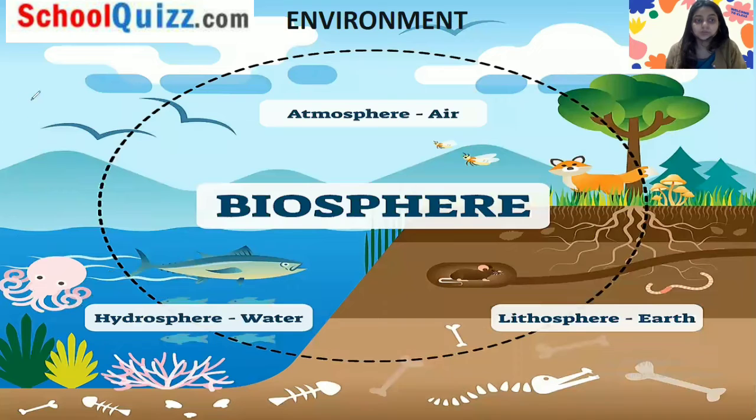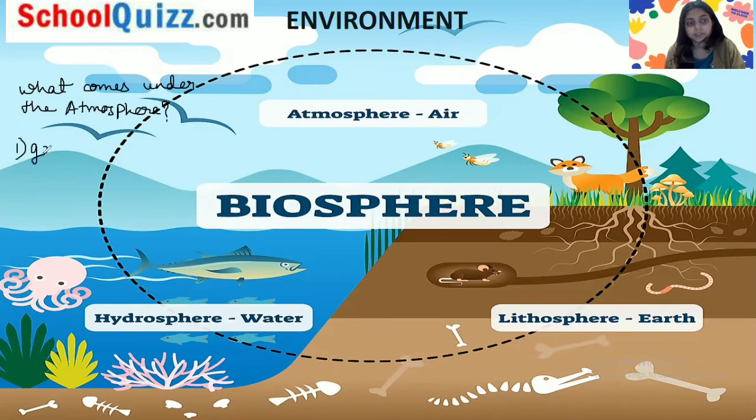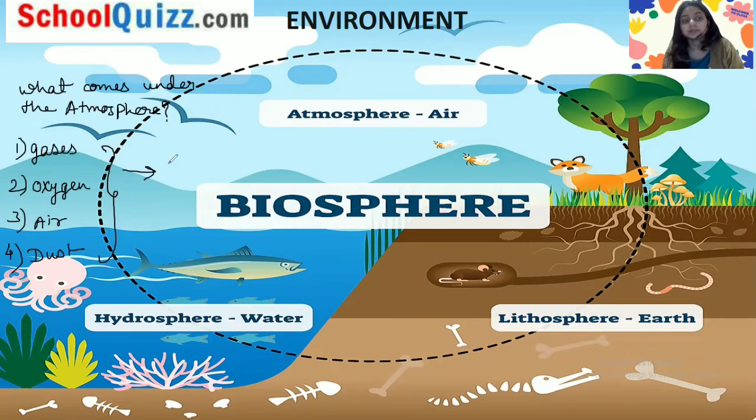If I ask you what comes under the atmosphere? Number one, you have gases. Number two, you have oxygen. Number three, you have air. And number four, you have dust. So tell me what comes under the atmosphere. Just pause the video and think. So I hope you are all right, because all those things come under the atmosphere.